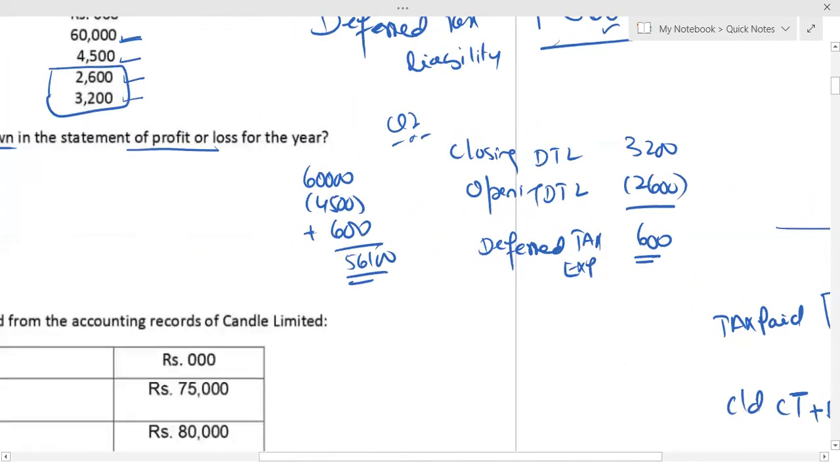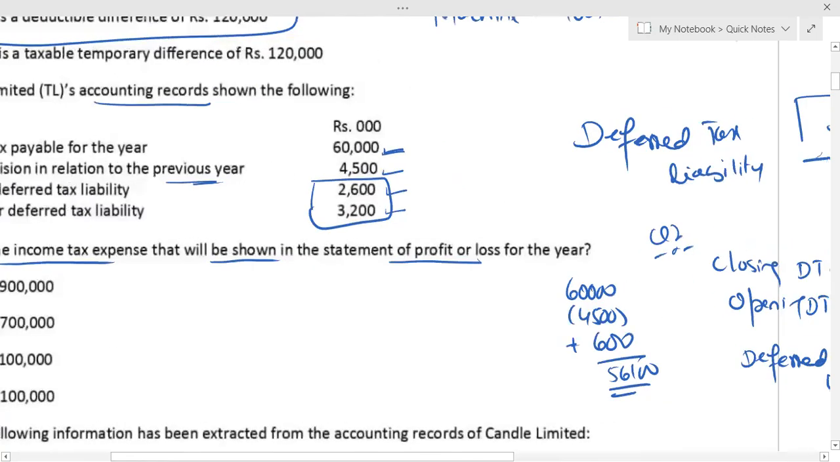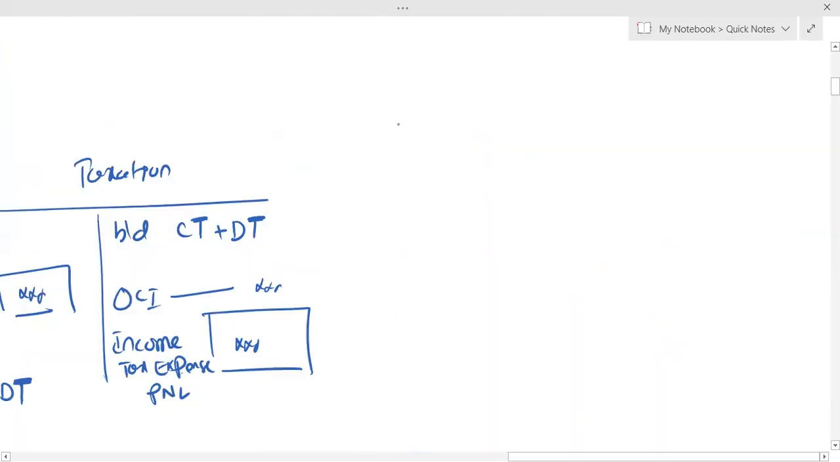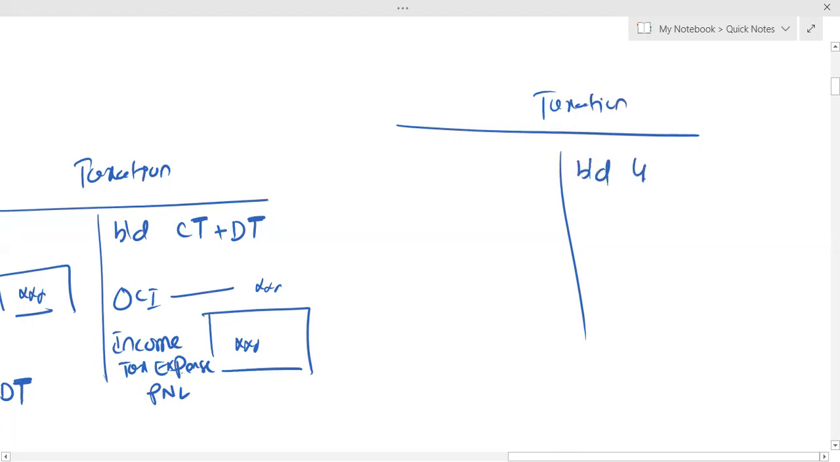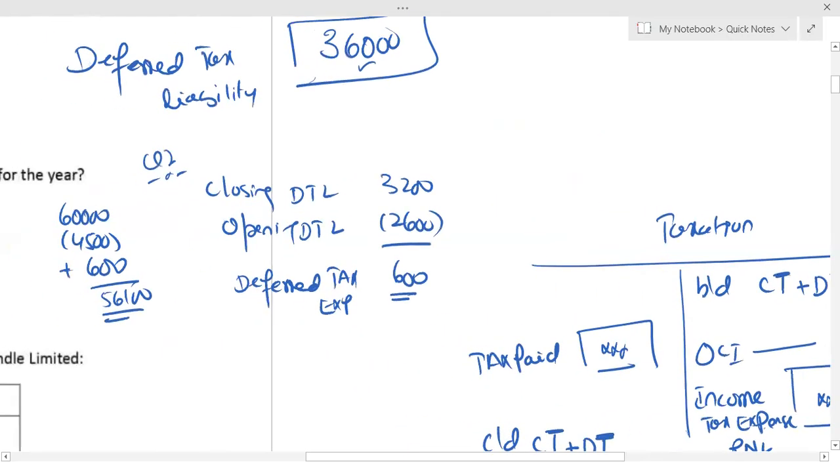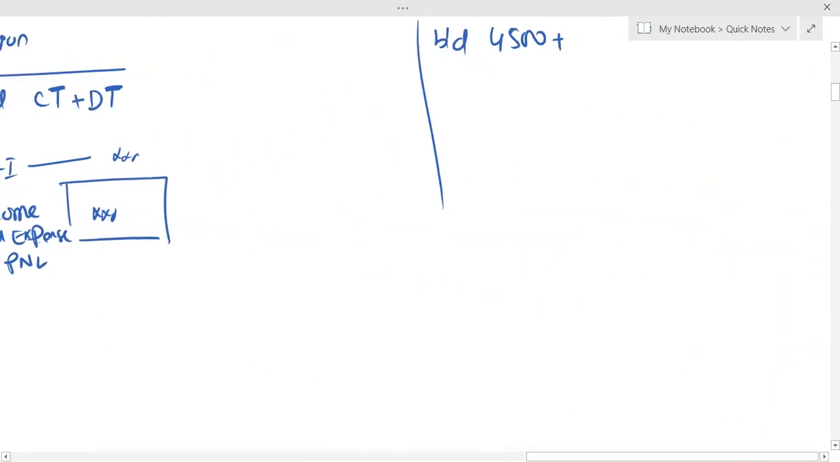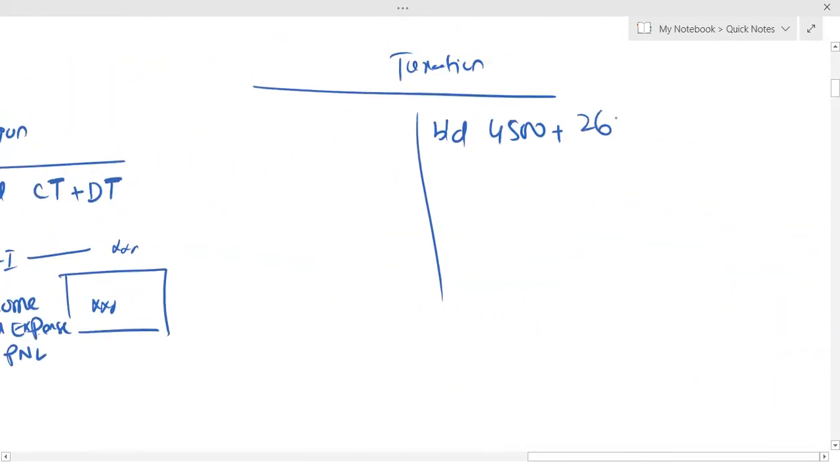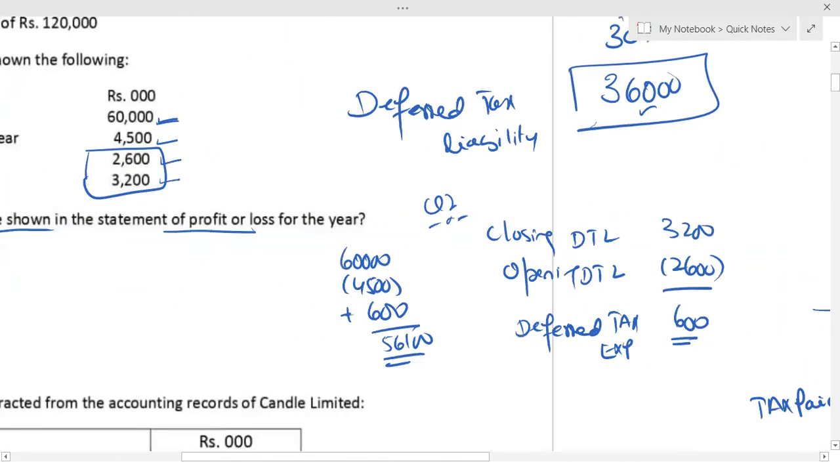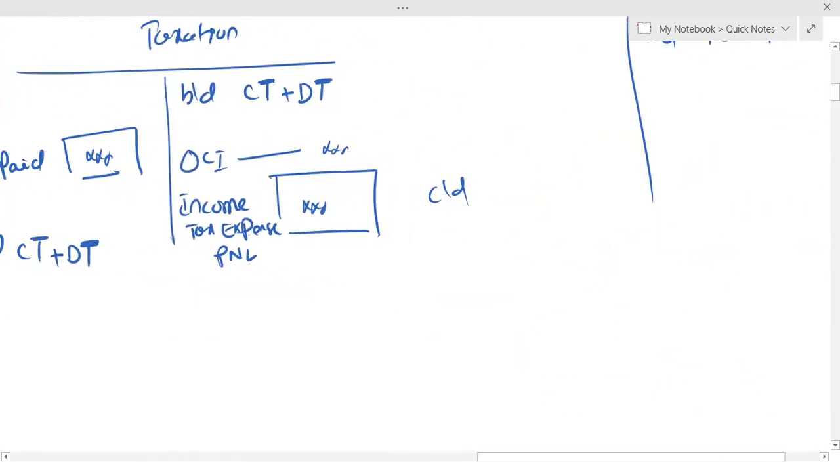Now let's apply this T account on the question given to us. Question number 2. Taxation, brought down. Over provision of income tax comes on the credit side. So current tax 4,500. Opening liability of deferred tax is 2,600. Closing liability of current tax is 60,000. Closing liability of deferred tax is 3,200.